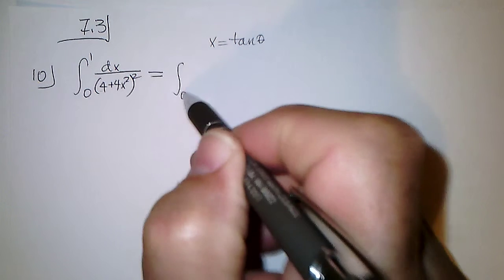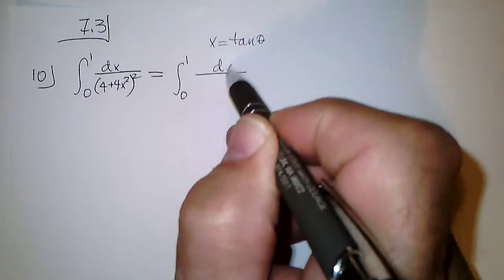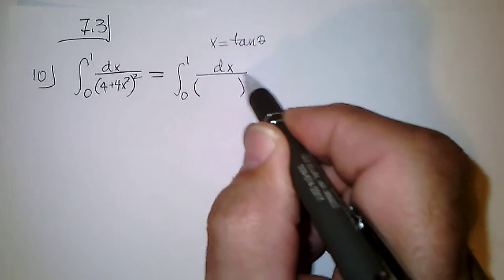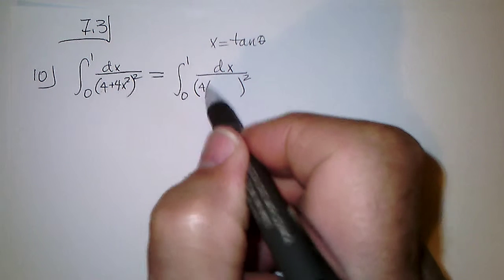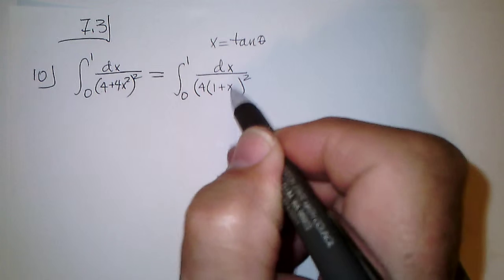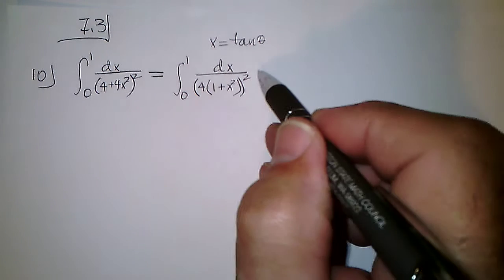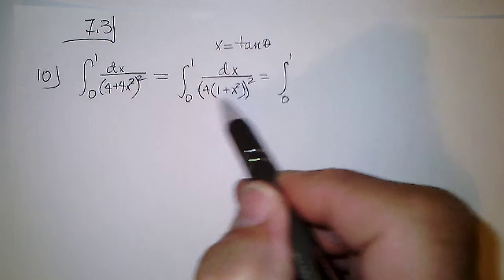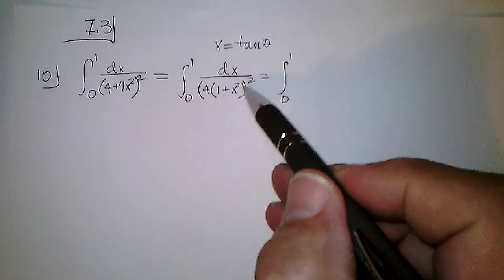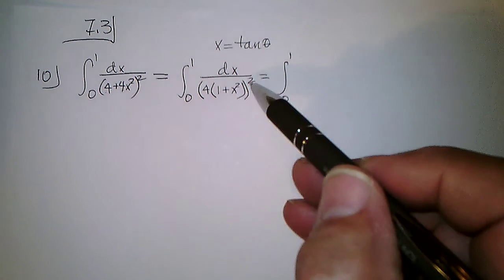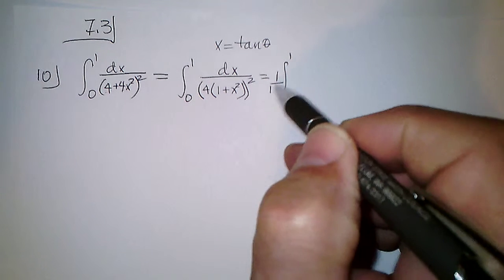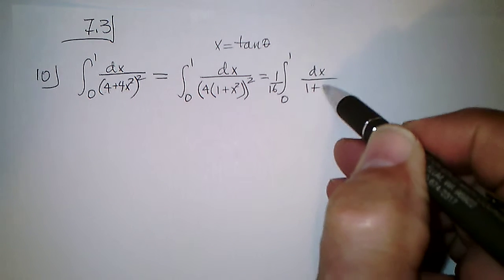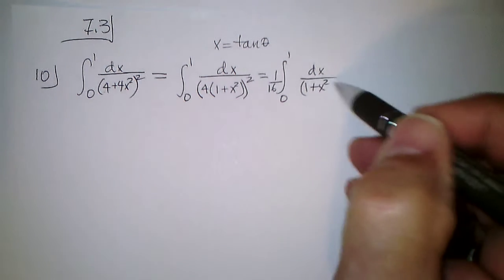So this would be the integral from 0 to 1, dx in the numerator. There's a 4 in both of these, but there's a square on this. So let's leave that square there, stay with inside it, and put 4 times the quantity 1 plus x squared. And now hopefully you can see that this would turn into 0 to 1. The 4 is squared as well as this quantity. They're both multiplied, so you can distribute the power there. You can't distribute it on these still. So the 4 would come out as a 1/16. And dx over 1 plus x squared, quantity squared.